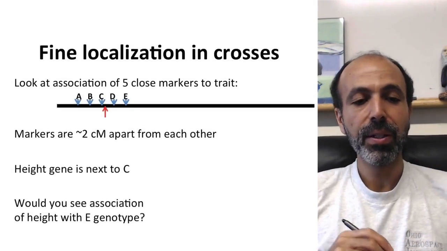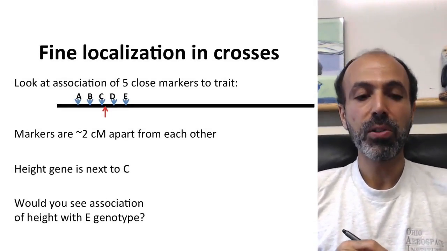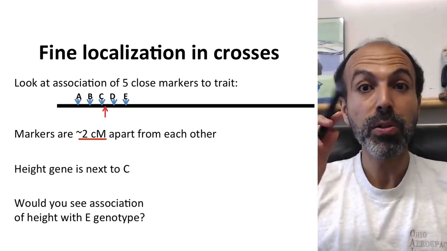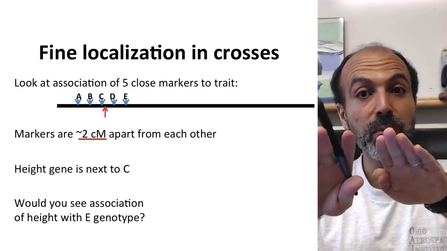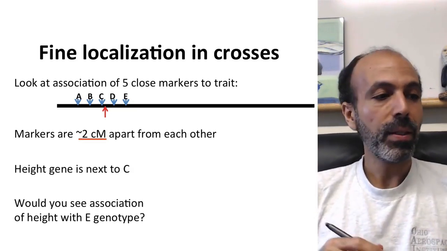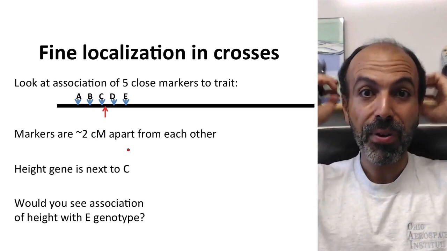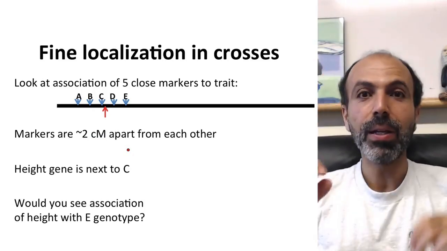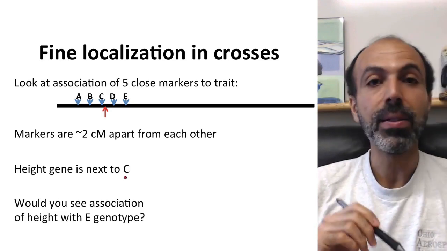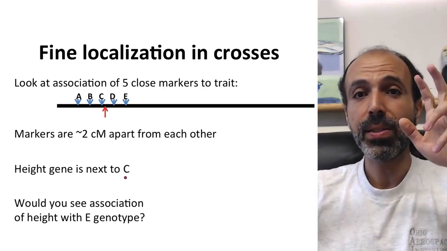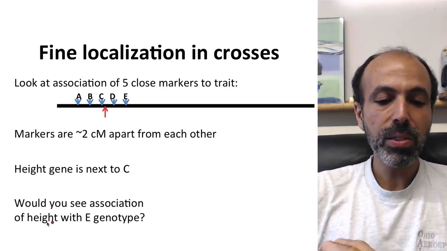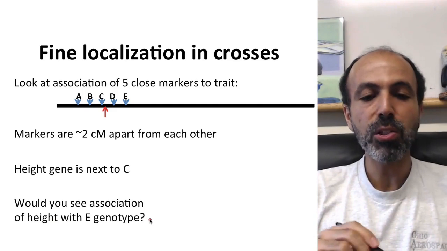So let's dive in. Let's say you're looking at 5 close markers to the trait. These markers are about 2 centimorgans apart from each other. So the alleles of these markers recombine from each other at an average rate of about 2%. Now let's say we're going to put on our divine glasses where we now can see what the actual answer will be. So with our divine glasses, we see that the height gene is next to C. Now we don't know that, as scientists we don't typically know that, but for this example, let's say that we do.